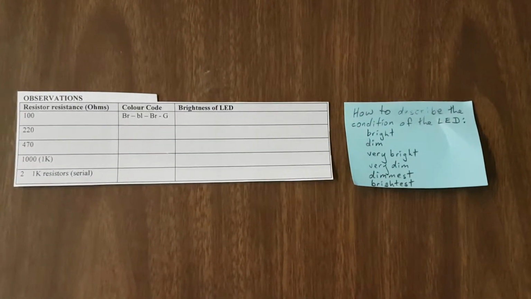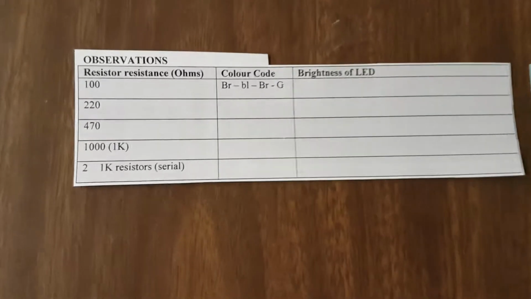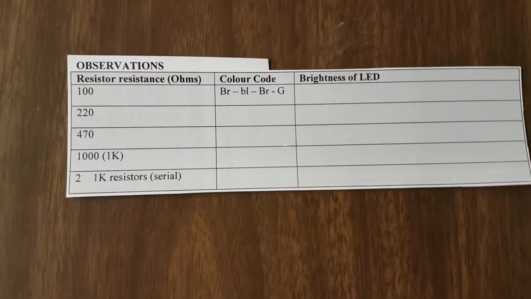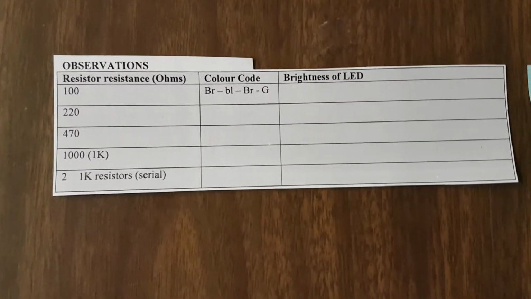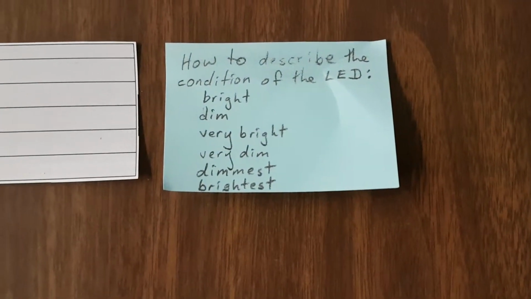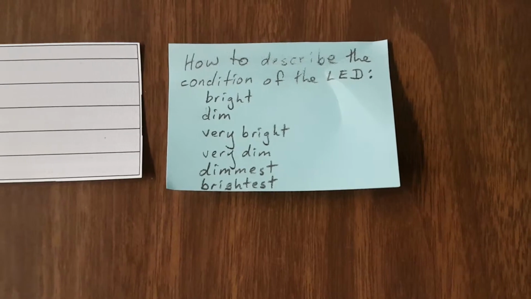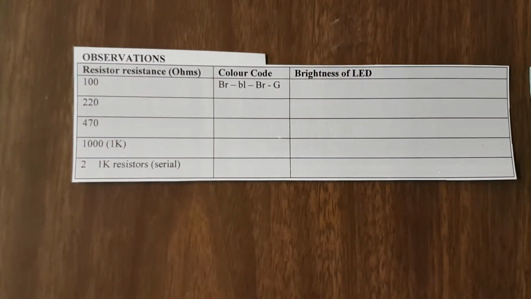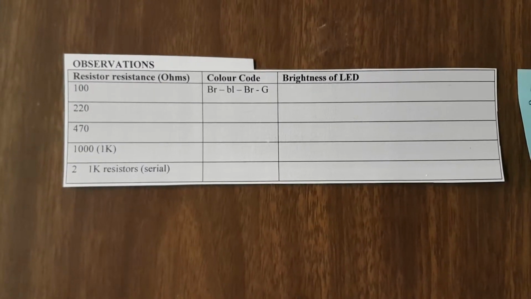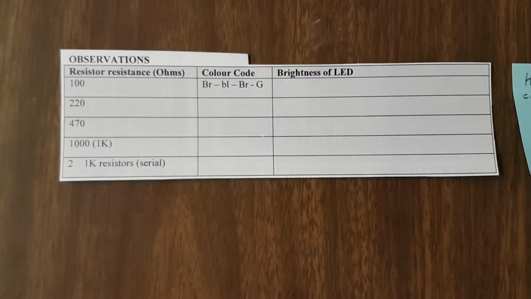What you need to do when you're hooking up your circuits is make some observations. So there's a chart that you need to fill the brightness of the LED observation in using words like bright, dim, very bright, very dim, dimmest, brightest, to make it clear which setup has the brightest LED and which one has the dimmest.